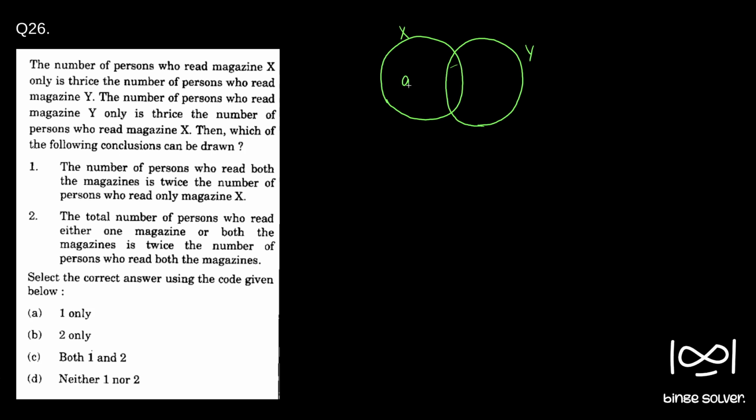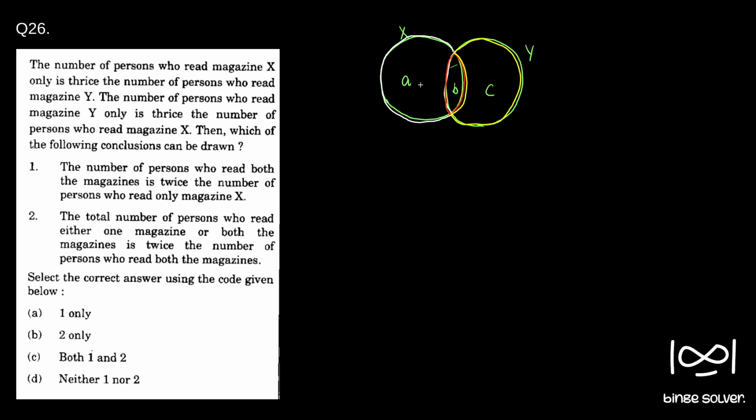So we will mark individual regions as A. Let this region be B and this region be C. To avoid confusion, A is this region alone, B is this region, and C is this region. I have given different colors for the different regions.